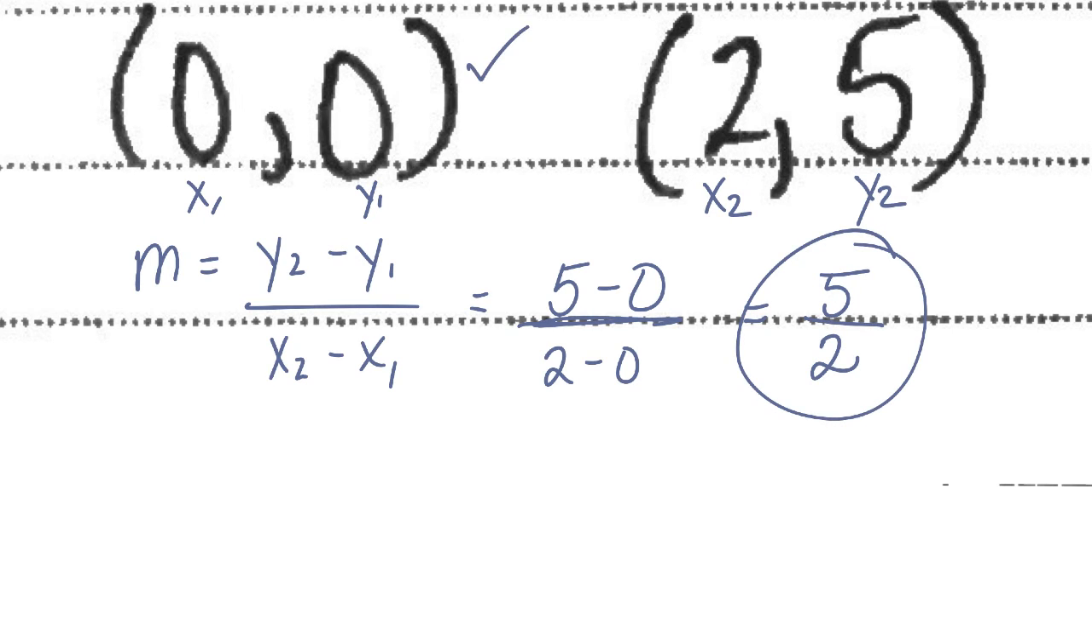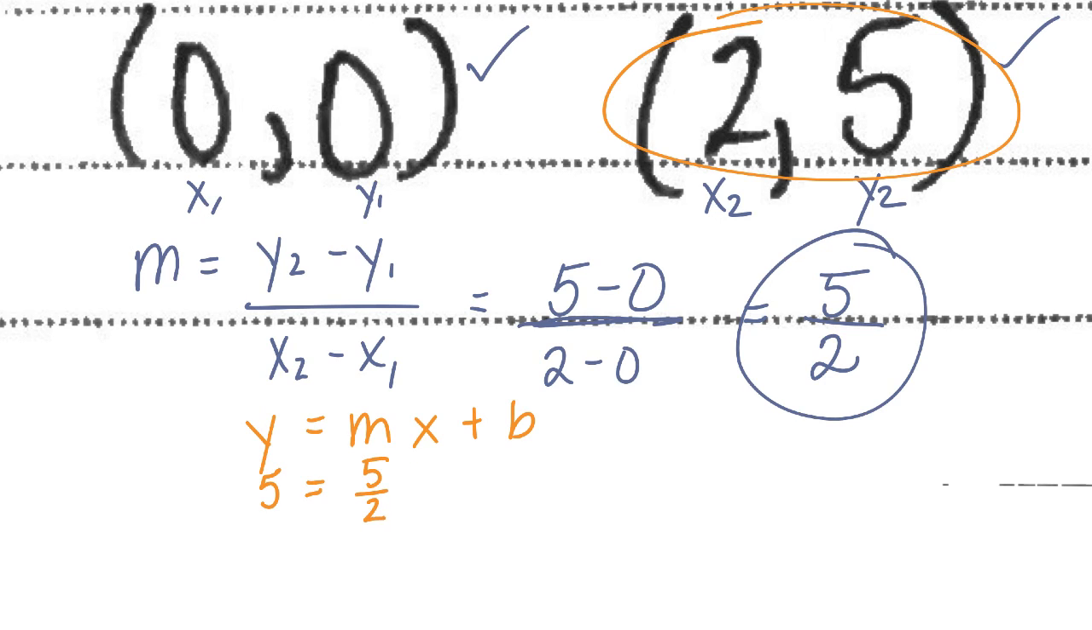And again, you could use either point. I'm going to go ahead and use the point with numbers just to show you that it works. y equals mx plus b. My y is 5. My m is 5/2. My x is 2, and we're solving for b. So I have 5 equals 5 plus b, and when I subtract, b is equal to 0.